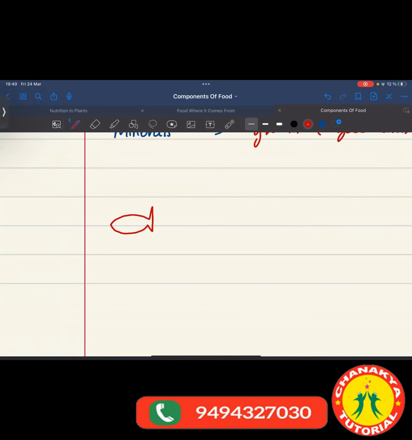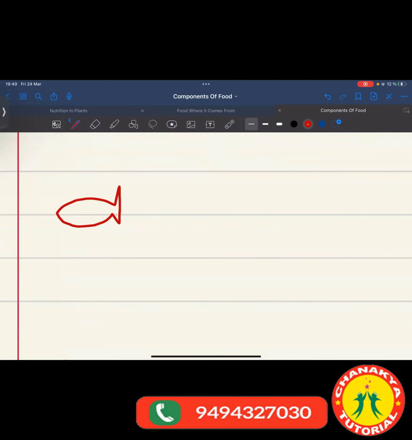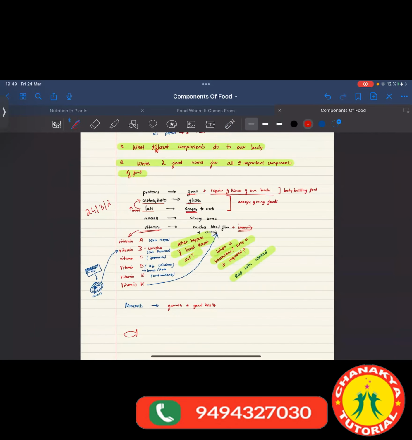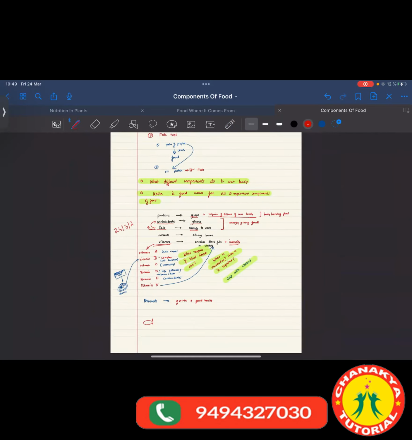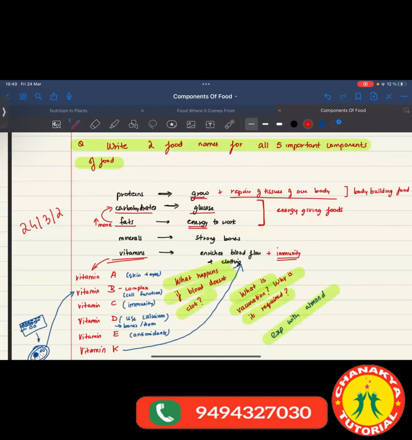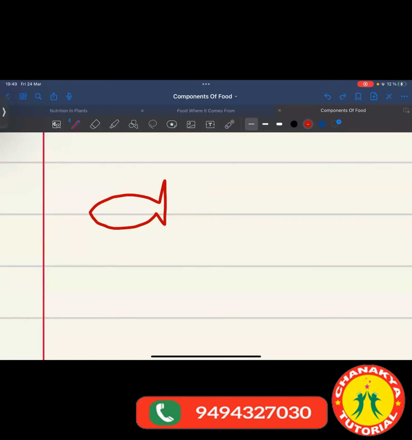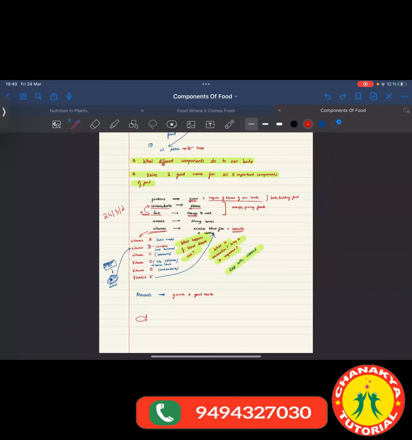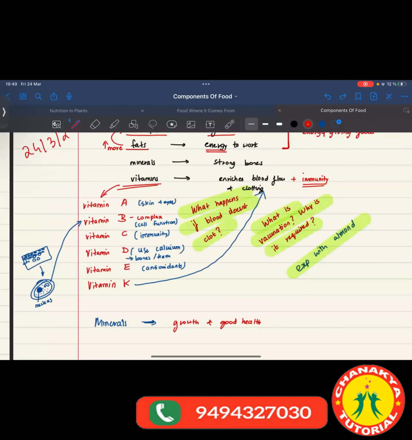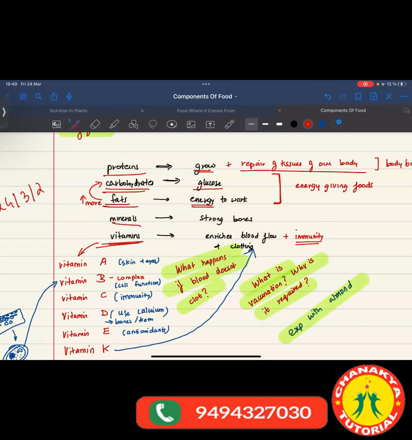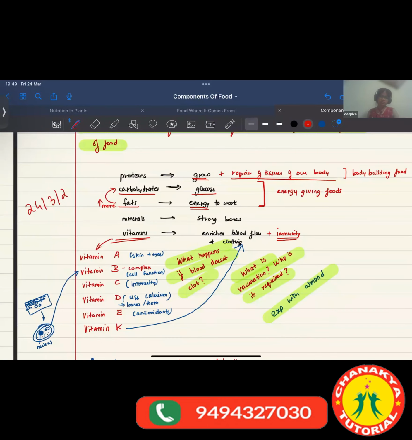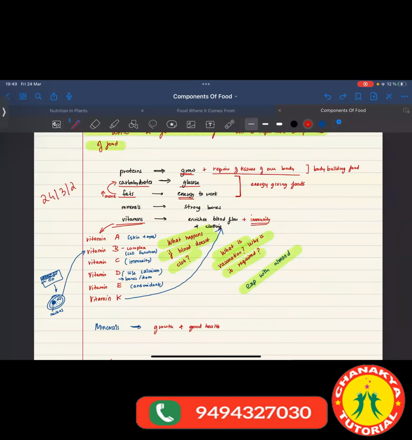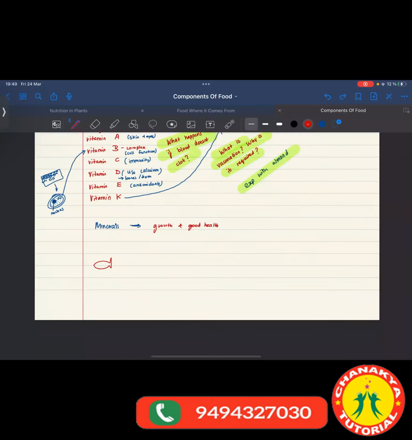Tell me, which nutrient is fish rich in? I told you 5 important nutrients, right? 5 major nutrients. So which nutrient does fish come under? No, I'm not asking which vitamin, which nutrient. Understand my question clearly. Does it come under vitamins, carbohydrates, fats, minerals, or what? Proteins. Okay, it's actually protein.